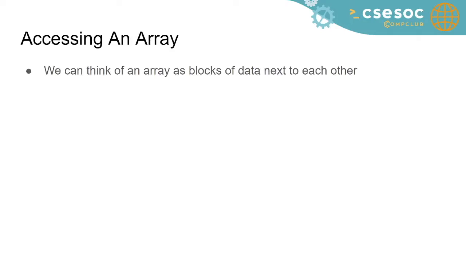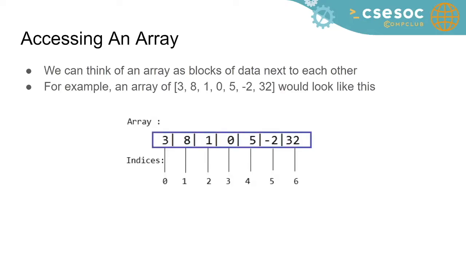So now that we know how to make an array, you might be thinking, well, now we have a chain of things together, but what if I only wanted one of the things from the array? Well, Kenneth will now explain how we access elements within our array. Yep, when accessing arrays, we can think of elements as consecutive blocks of data. Below we have an example of how an array of 3, 8, 1, 0, 5, -2, 32 would look like.